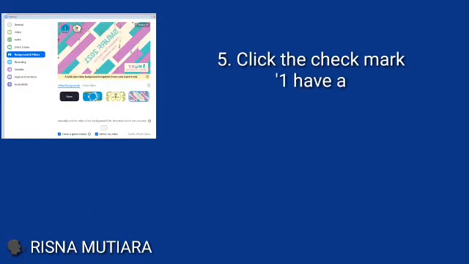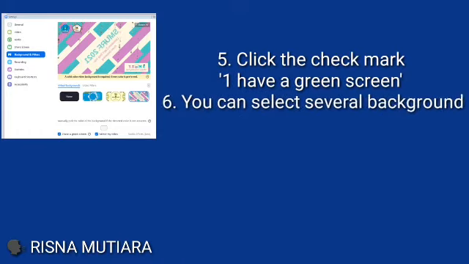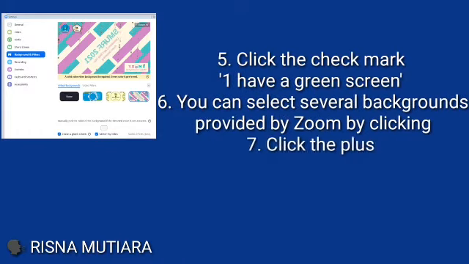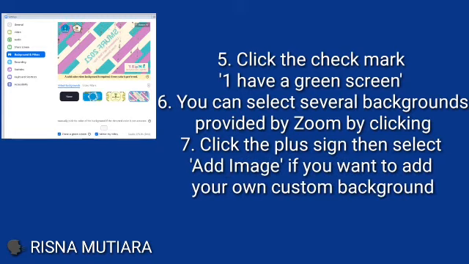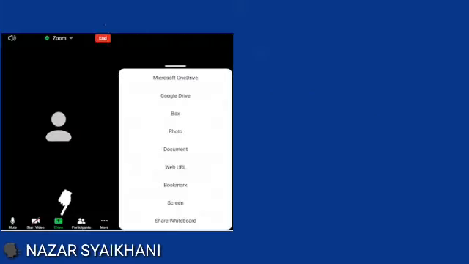Number 5, click the check mark I have a green screen. Number 6, you can select several backgrounds provided by Zoom by clicking. Number 7, click the plus sign, then select add image if you want to add your own custom background.